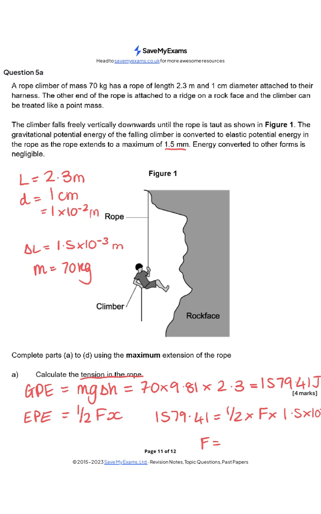What you type into your calculator is 2 times your answer from before, 1579.41, divided by our change in length, 1.5 times 10 to the negative 3. And the answer you're going to get for your force, for your tension, is 2.1 times 10 to the power of 6 newtons.